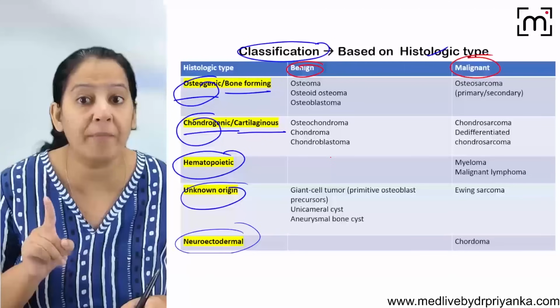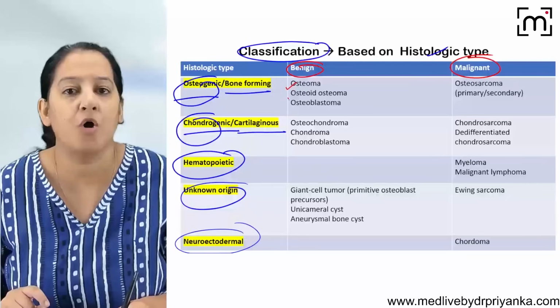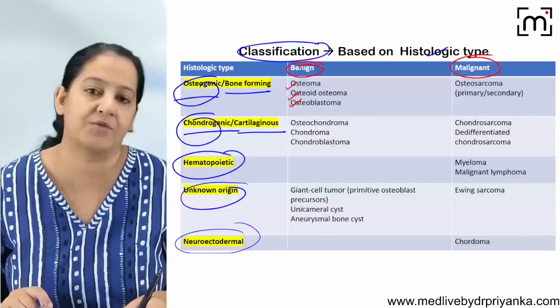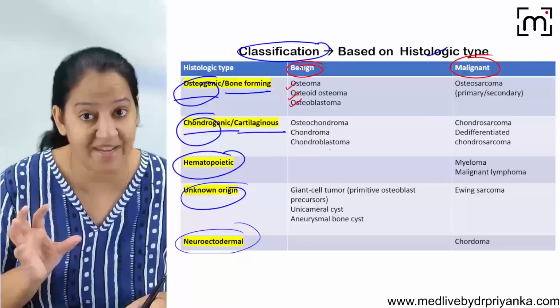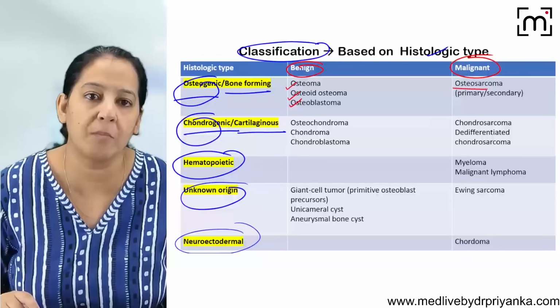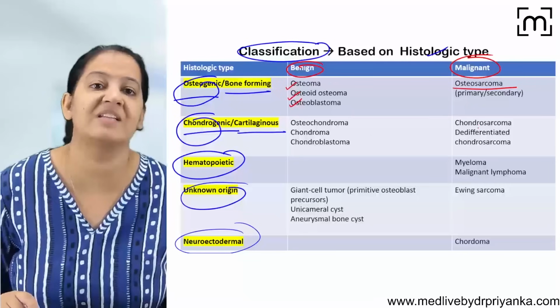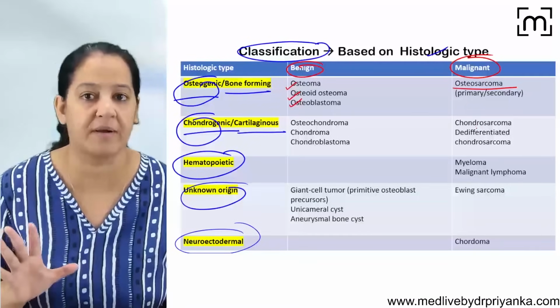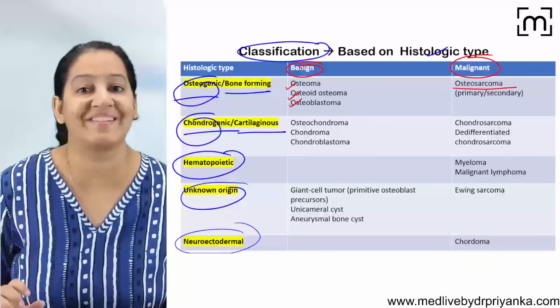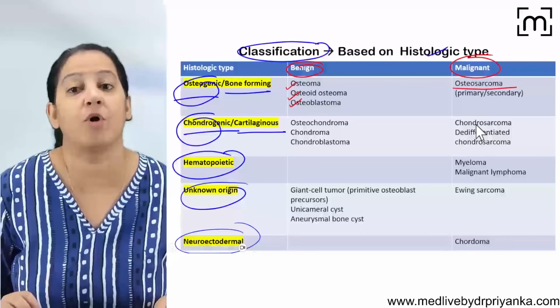So the bone forming tumors, that is osteogenic tumors, in the benign we are having osteoma, osteoid osteoma, and osteoblastoma. These are osteogenic in nature and they are benign. Among the malignant, it is osteosarcoma, the most common primary malignant tumor of the long bones. That is osteosarcoma, very important tumor. It's a bone forming tumor and it's malignant. It is the most common primary malignant tumor of the bones, of long bones.